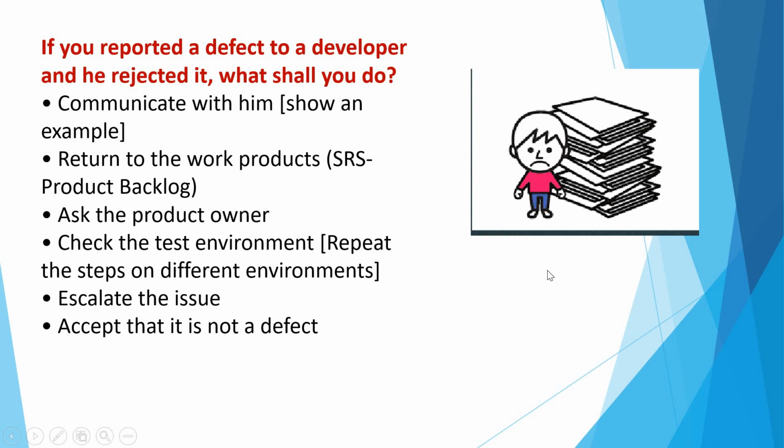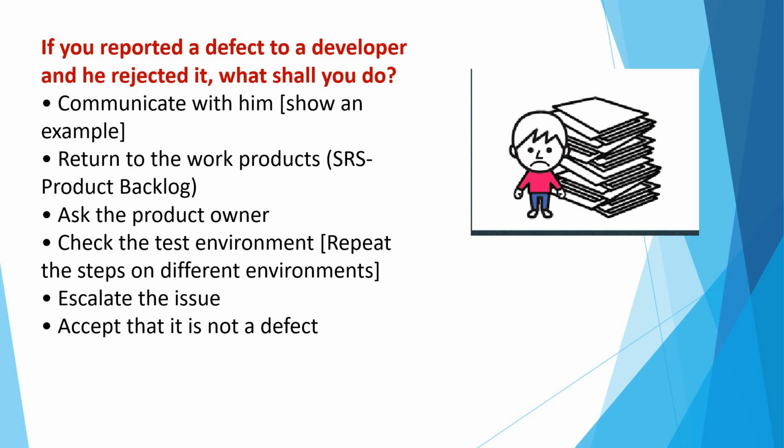If you reported a defect to a developer and he rejected it, what shall you do? Okay, first, I think you shouldn't take it personally. Many times it happens with me also. My developers also take it personally, and I also take it personally when it comes to defects, because in a service company, developers will not easily accept your defects. So communicate with him. Show an example. Return to the work product, SRS, product backlog. Ask the product owner. Check the test environments.